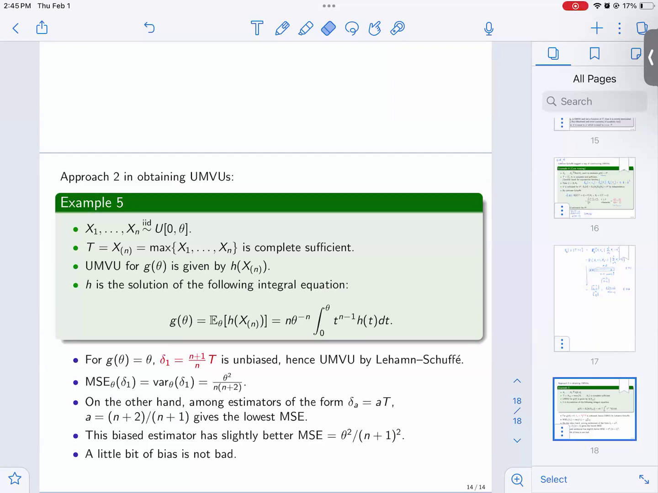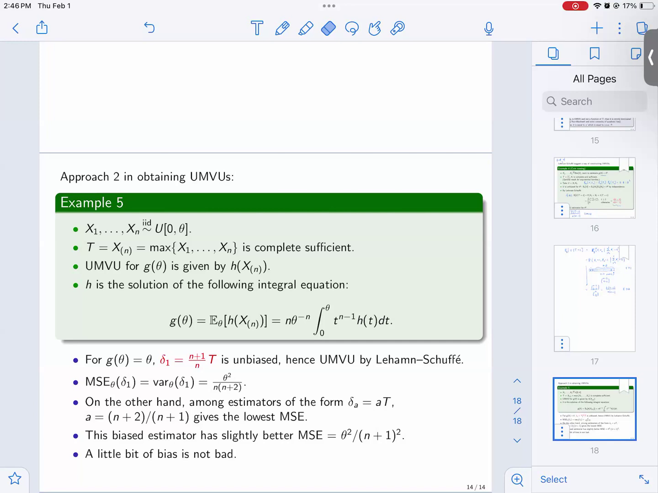from just first principles. And we want the UMVU estimator for a general function of theta. Whatever you want to pick, you can pick. The only thing I'm going to use is the complete sufficient statistic, which is the maximum. Lehmann-Scheffé essentially said if you can find a function of a complete sufficient statistic which is unbiased, then you're done.